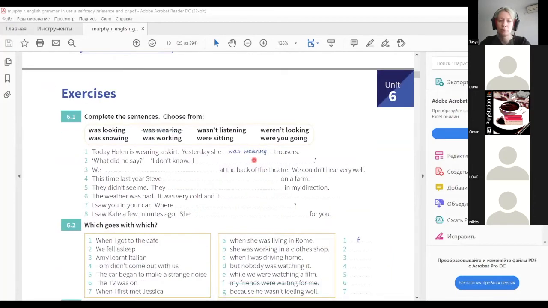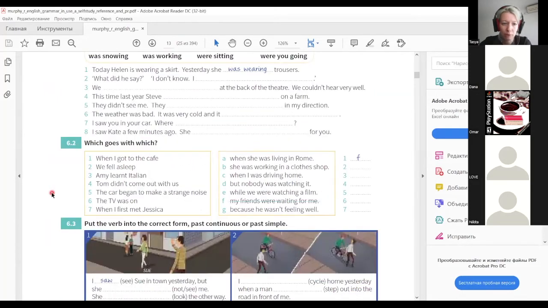Давайте сделаем какое-нибудь упражнение. Пример number 2. So you have time to do it. And then I ask you to write me the answers in chat. Okay? You have to match the first part and the second, which goes with which, like the first one. When I got to the cafe, my friends were waiting for me. So you have to match. We fell asleep. What is the letter? A, B, C, D, etc.